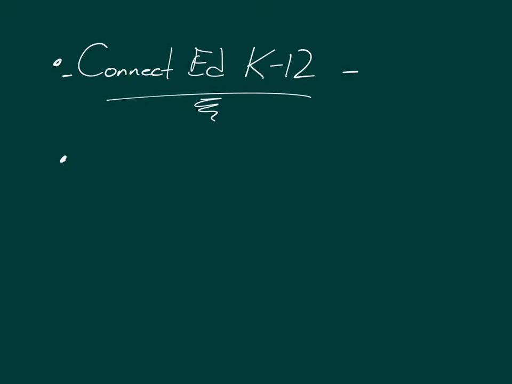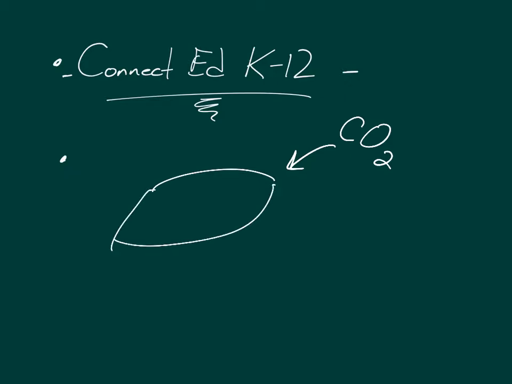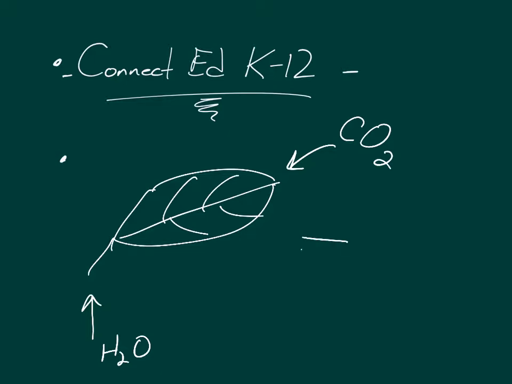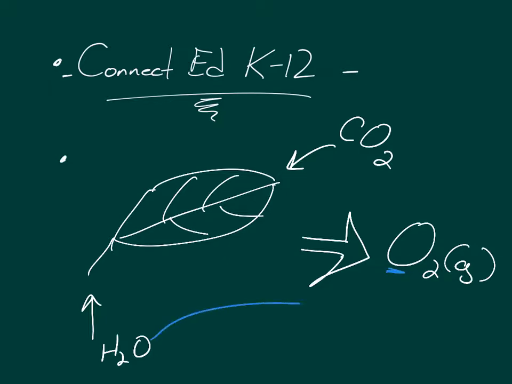So let's think about this. You have to be able to put this stuff together, right? There's CO2 going into the plant. Let's draw a leaf. It's going into the plant, into the stoma, right? And water, H2O, is coming up. And coming out of this is oxygen gas, right? We know that the oxygen gas is actually coming from water.